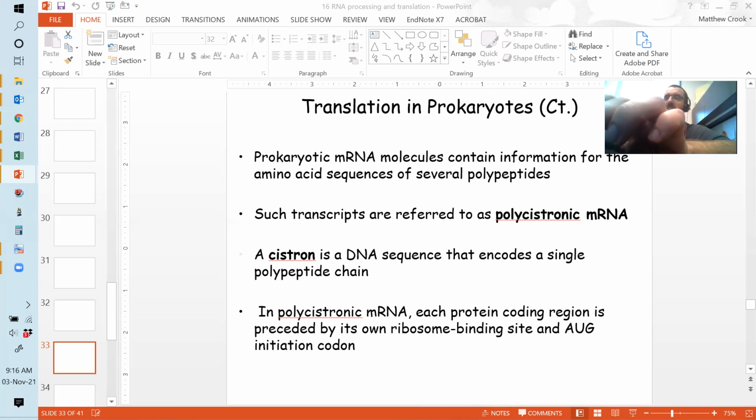And those genes, when transcribed, form one large mRNA with multiple coding sequences.